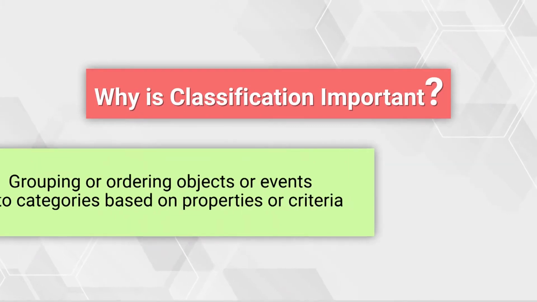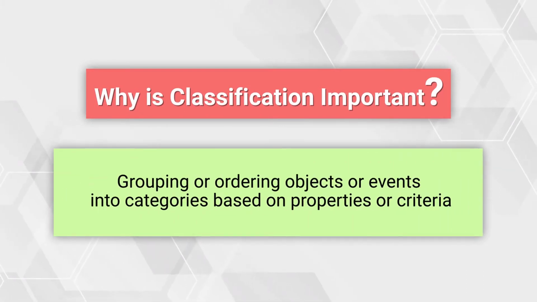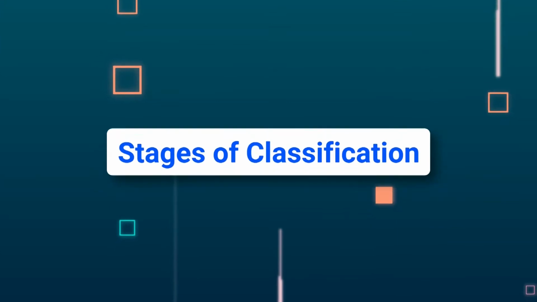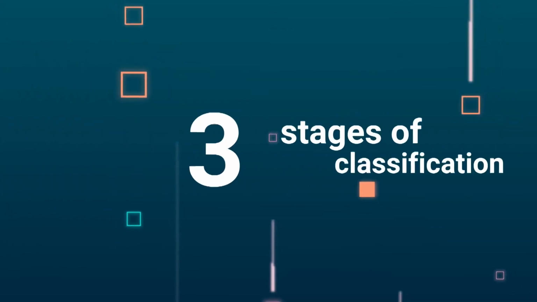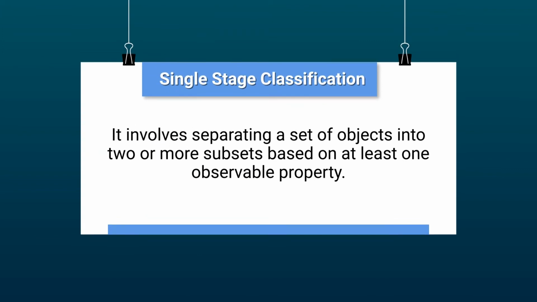Classifying, therefore, is grouping or ordering objects or events into categories based on properties or criteria. For example, placing all rocks having certain grain size or hardness into one group. Stages of classification. There are 3 stages of classification. Single stage classification. What does it mean?